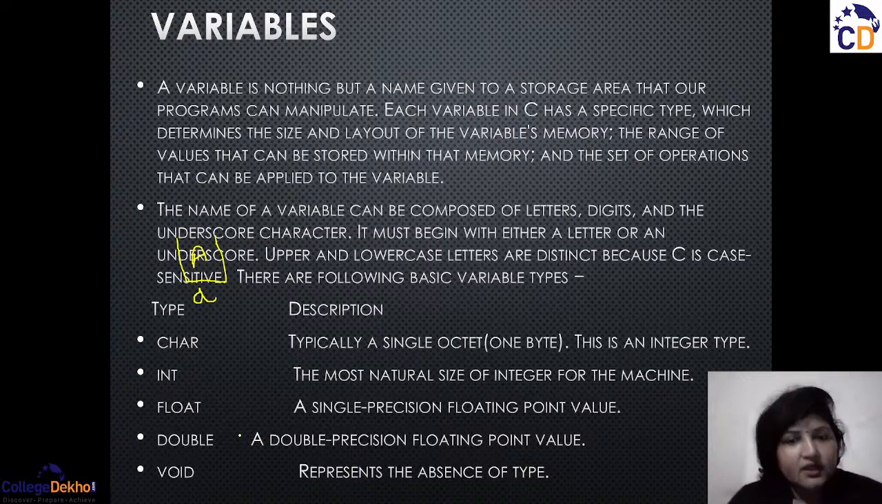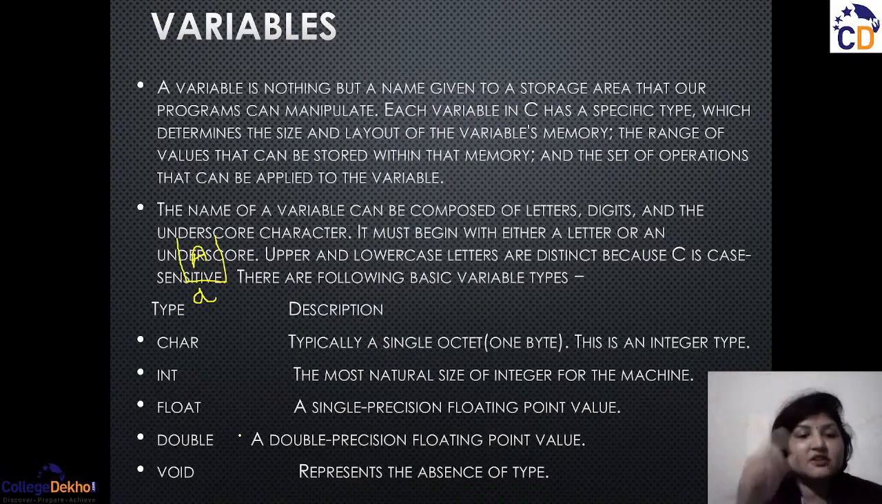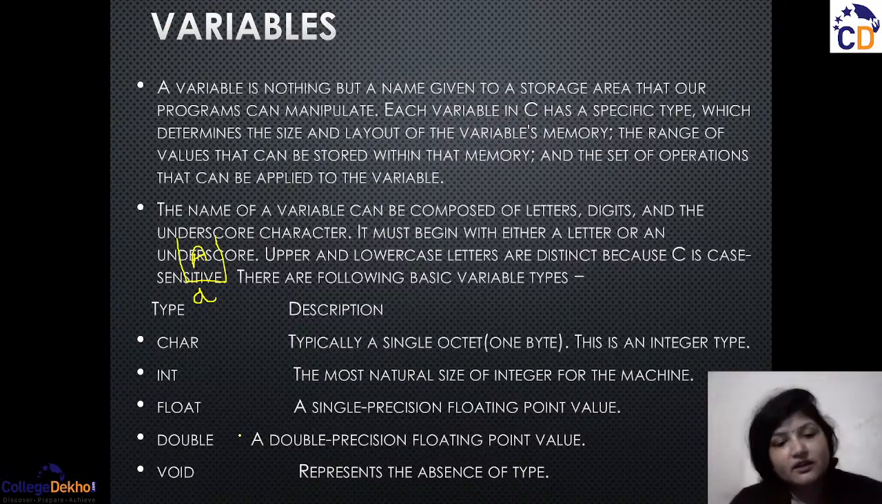Then integer, this is the most natural size of integers for the machine. So you have numbers in that. Floating, when you have some decimal point numbers. Double, when you have a floating point number but it has a larger range than float. Then void is the absence of any data type. It is treated as a null part, right?